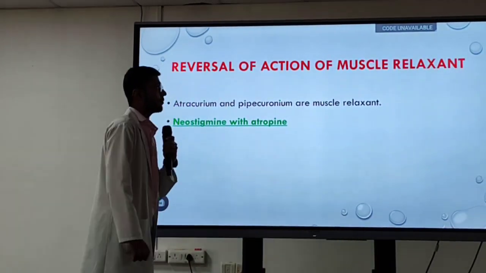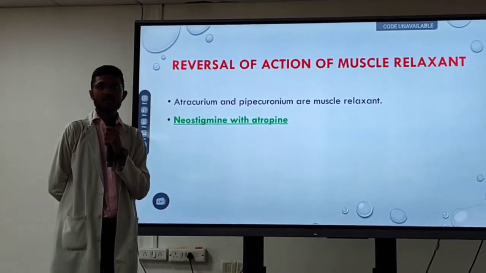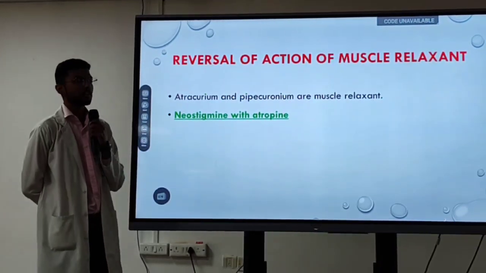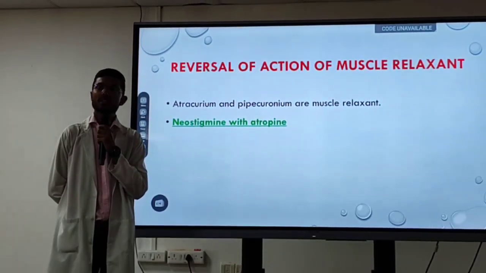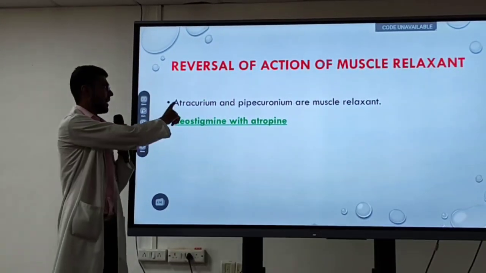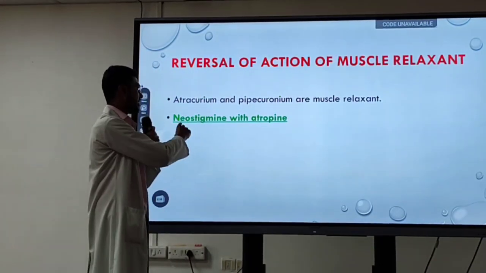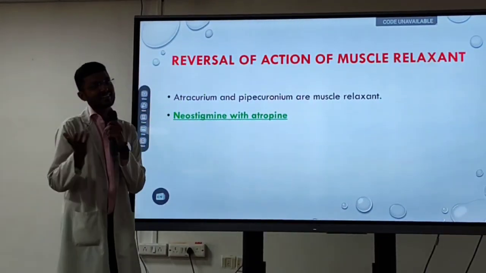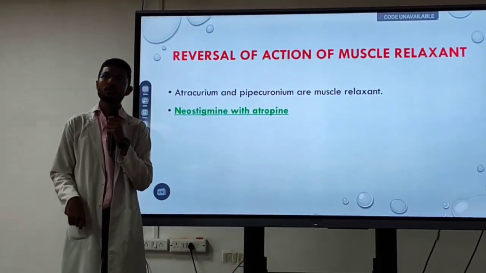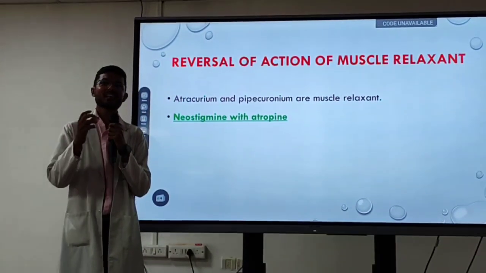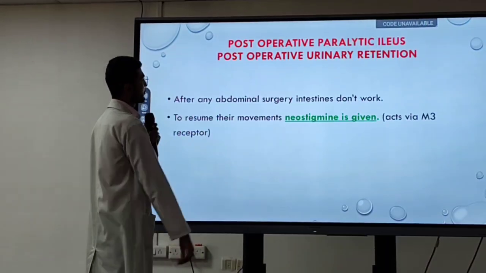Third action, reversal of action of muscle relaxants. We give muscle relaxants mostly pre-operatively when we have to perform a surgery or procedure. But after surgery, we want the patient to resume normal life. So, to reverse the action of the muscle relaxant, we give cholinergics. Atracurium and pipecuronium, these two are muscle relaxants. And to reverse their action, we give neostigmine with atropine. Again the same mechanism. Neostigmine will block the acetylcholinesterase enzyme. It will enable acetylcholine to remain in the synaptic cleft for a longer time, and muscle weakness will be improved. Muscle will start contracting in this case.